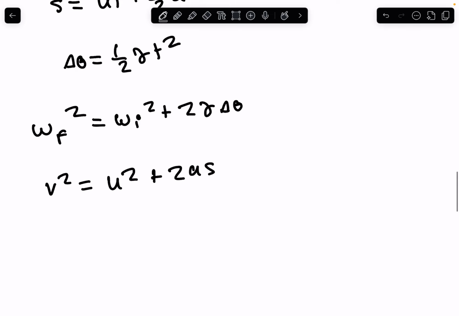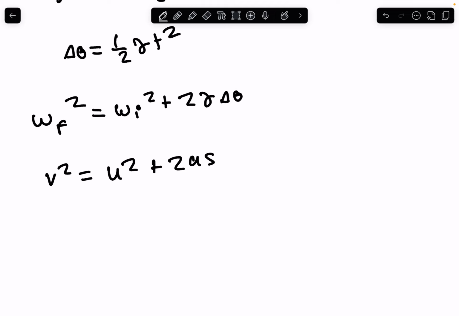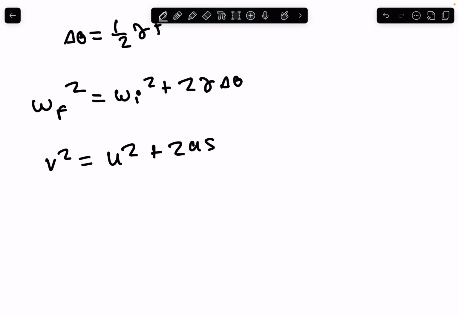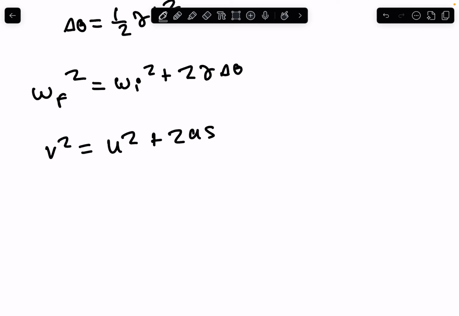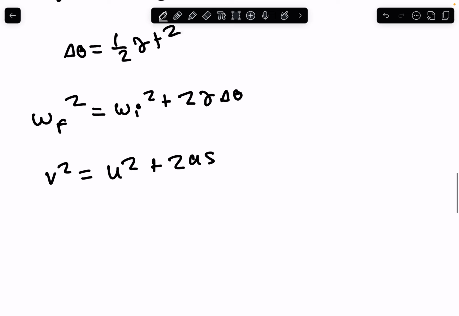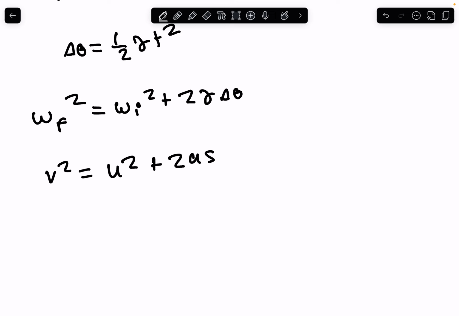And one thing you must know: in normal SUVAT we state that in order to use these equations, the acceleration must be constant. In rotational mechanics it's exactly the same, but the angular acceleration is the thing that has to be constant. If it's not constant, you cannot use the equations to find omega, theta, or even time.